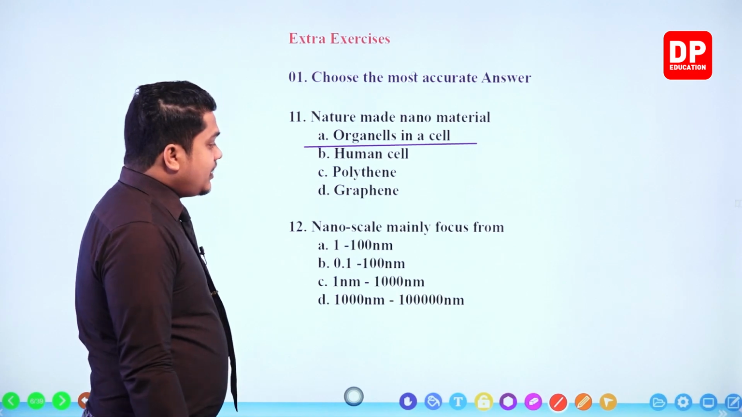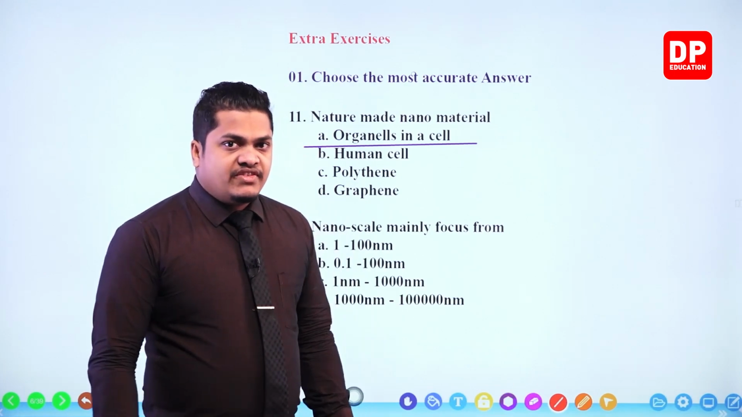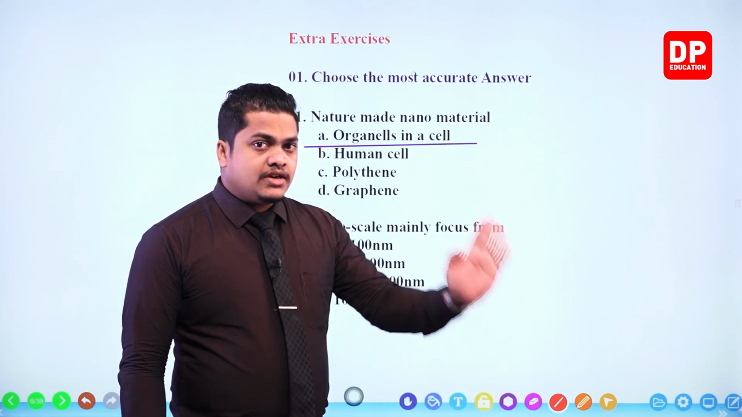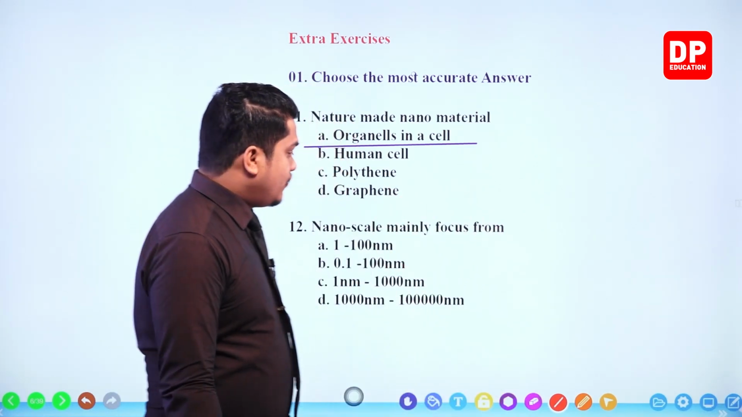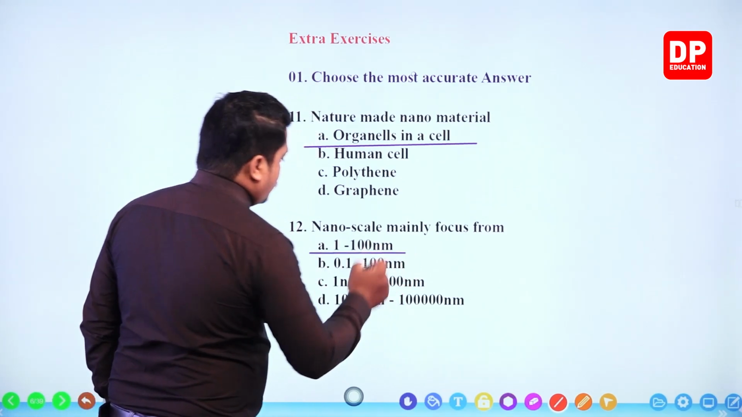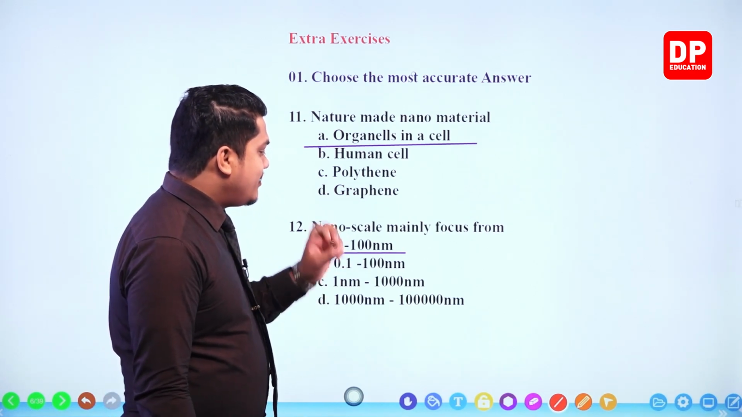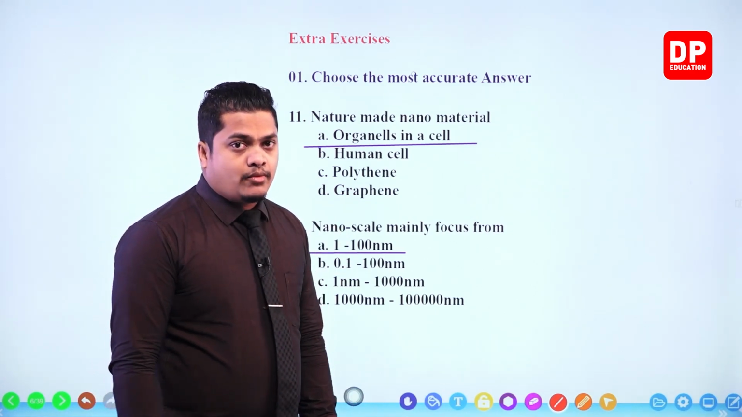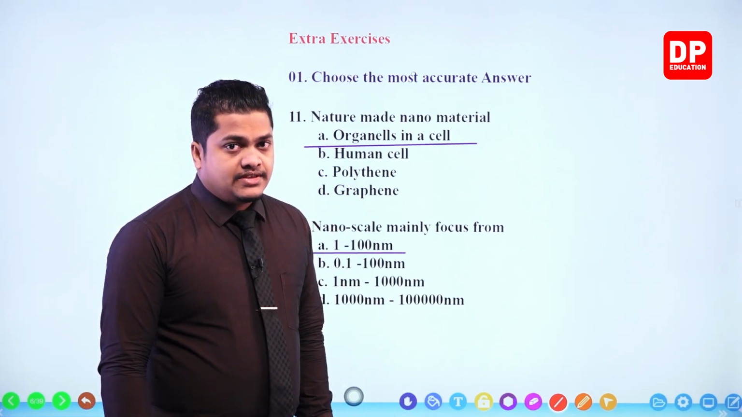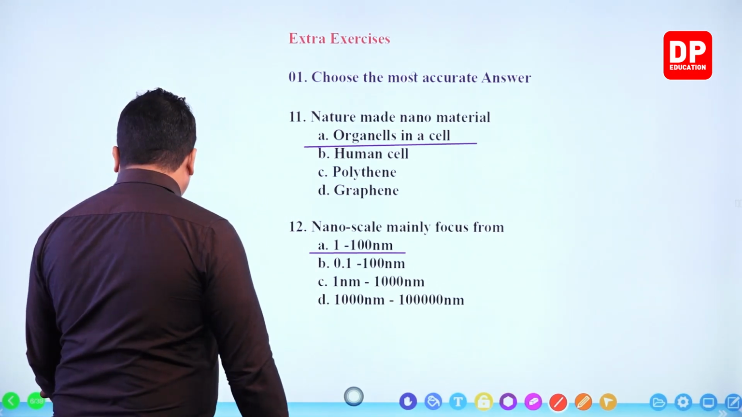Next one. Nanoscale mainly focuses from, this is really simple, my dear children. Even with the definition, we know that nanoscale refers to the 1 nanometer to 100 nanometer range. So go for the answer that has 1 to 100 nanometers. Yes, the first answer is correct. Nanoscale mainly focuses from 1 to 100 nanometers. Within this scale, we can observe the molecules. Right. Then the next one, question number 13.